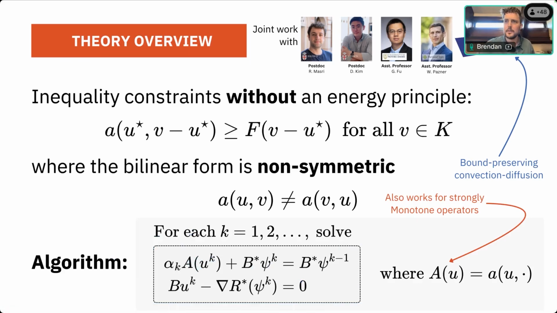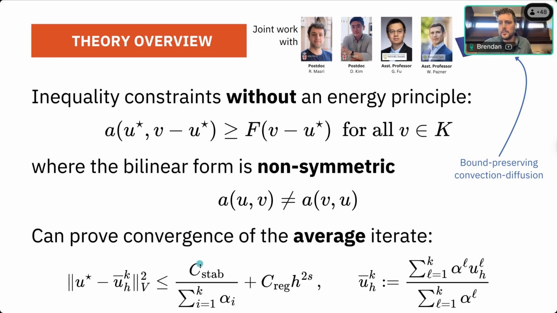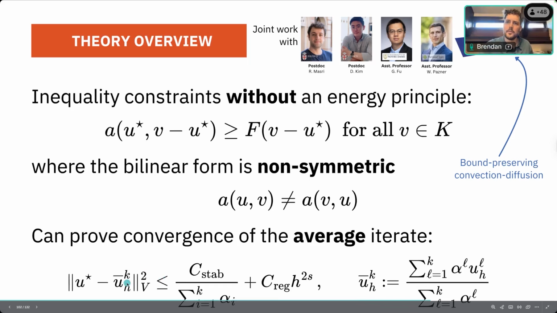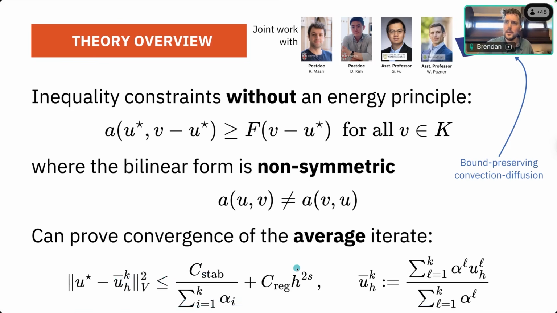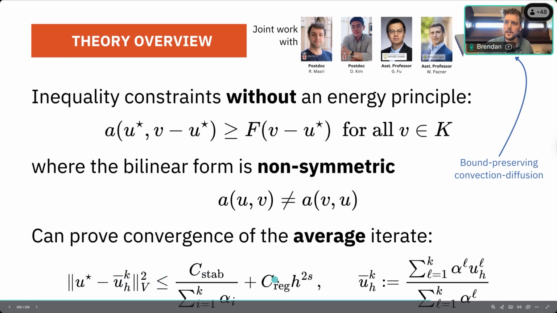and you just iterate. In this case, what we can prove is a little bit more limited because we don't have an energy dissipation property, because there's no necessary concept of energy when you're in this non-symmetric setting. But you can approximate the ergodic mean of all of your iterates. That's what U bar is. And you get the same type of error estimate decomposing into the optimization error and the discretization error.